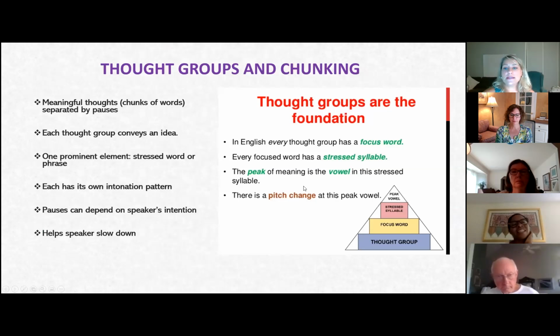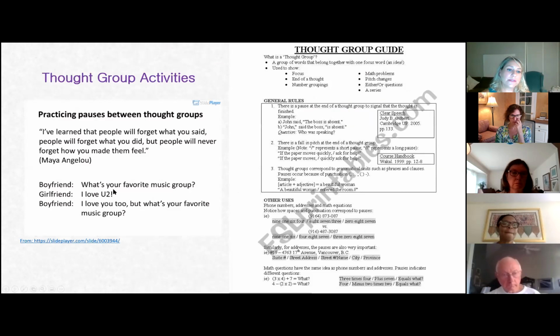Thought groups then are just basically where we chunk language. So often we will put language into different bits in order to make it easy to understand. So thought groups are often just phrases or clauses that we stop at. If I look at some thought groups, I would say something like, "What's your favorite music group?" And it says, here's a good example, "I love you too." "I love you too, but what's your favorite music group?" Okay, so this person is not listening to what's being talked about. They're actually going someplace else.